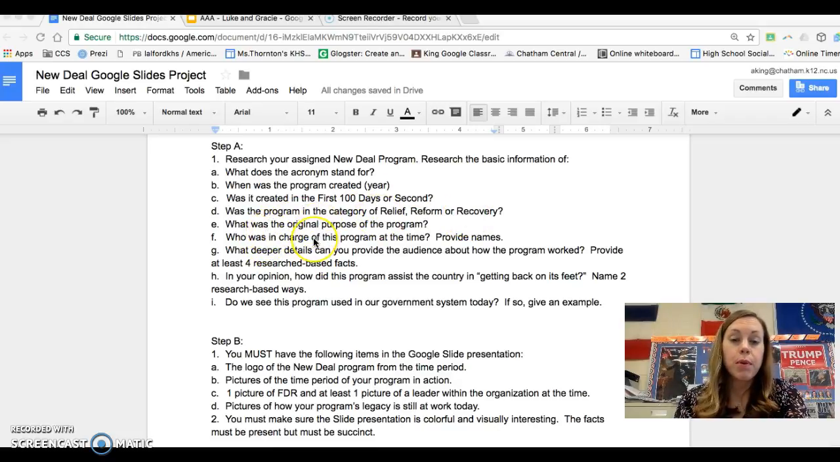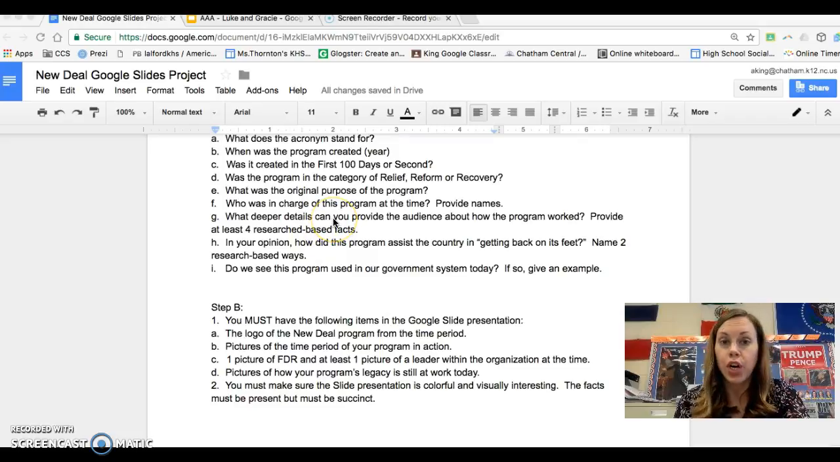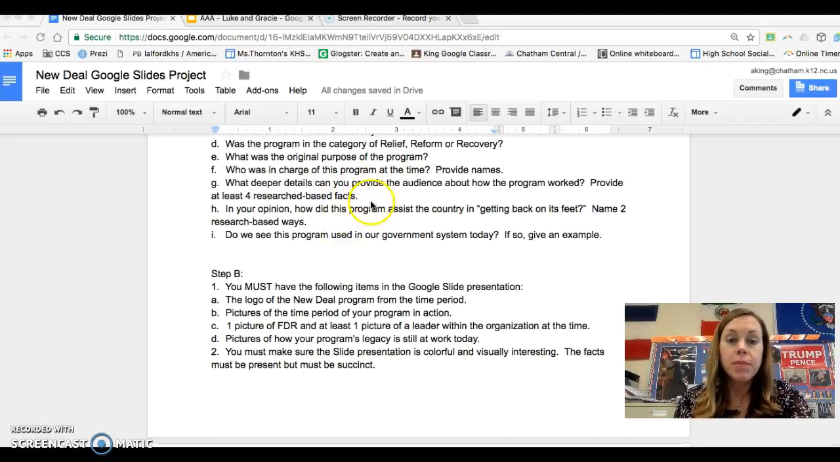What was the original purpose of the program and who was in charge? And you need to give names. Don't put FDR. Okay, he's in charge of the overall New Deal program idea, but he's not in charge of every single program. So you need to find the name of who's in charge of your particular program. What deeper details can you provide the audience about how it worked? Give 4 research-based facts about how your program worked.